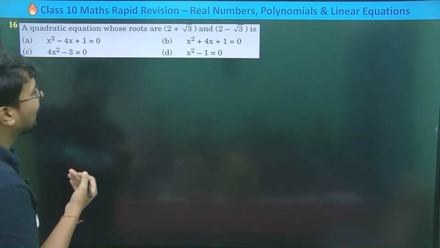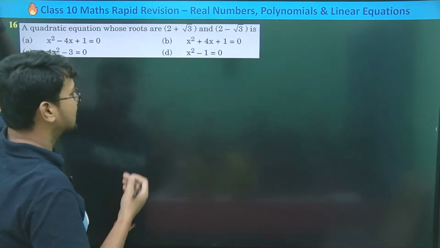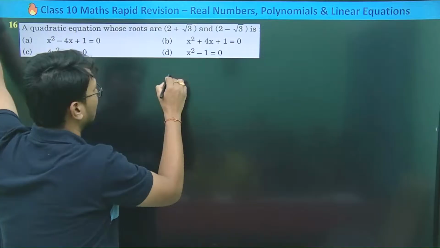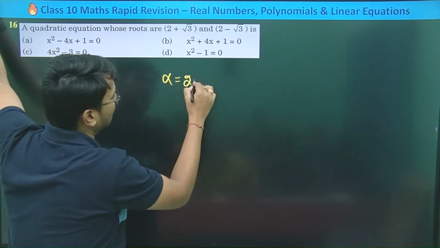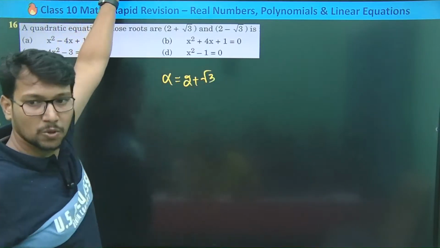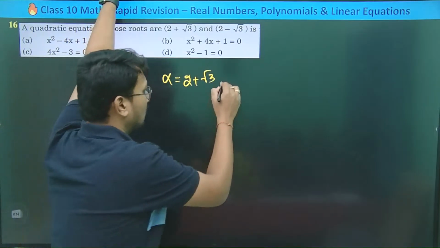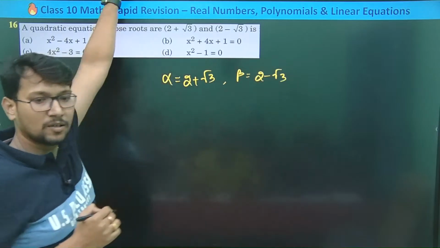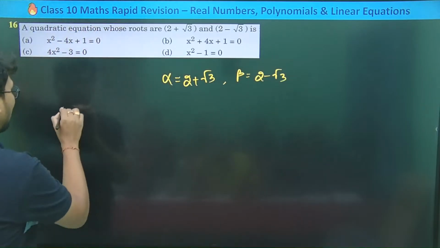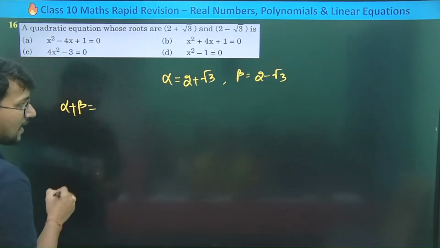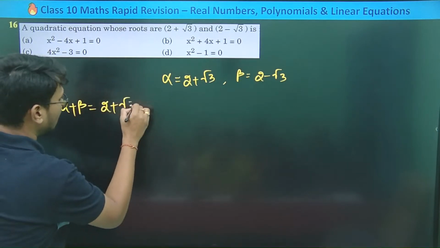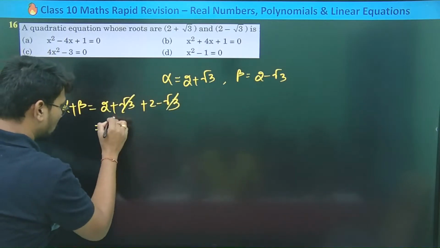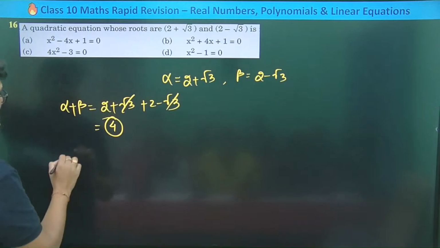Okay, so see children, it is given: alpha equals how much? 2 plus root 3. Two zeros are given. And beta is 2 minus root 3. So what is alpha plus beta? Tell me. Alpha plus beta is 2 plus root 3 plus 2 minus root 3. So root 3 cancels. That is 4. Alpha into beta, what is it?